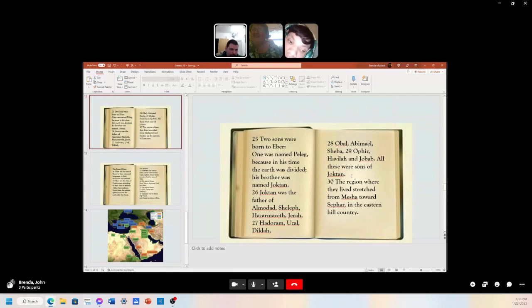That's interesting too, because it was Noah, Shem, and then Arphaxad. Arphaxad was the son of Shem that they used. I cheated. I took a picture on my phone and pulled it up. That verified it. The region where they lived stretched from Mesha toward Sephar in the eastern hill country.